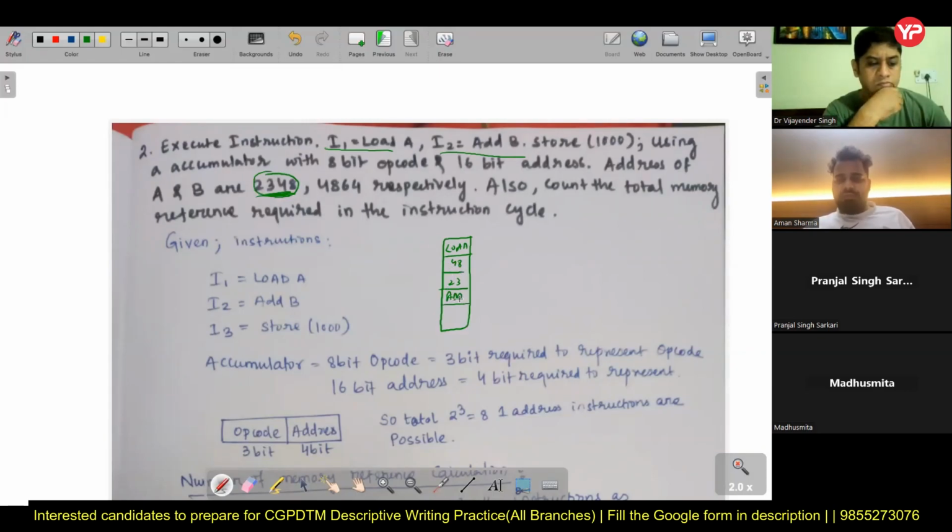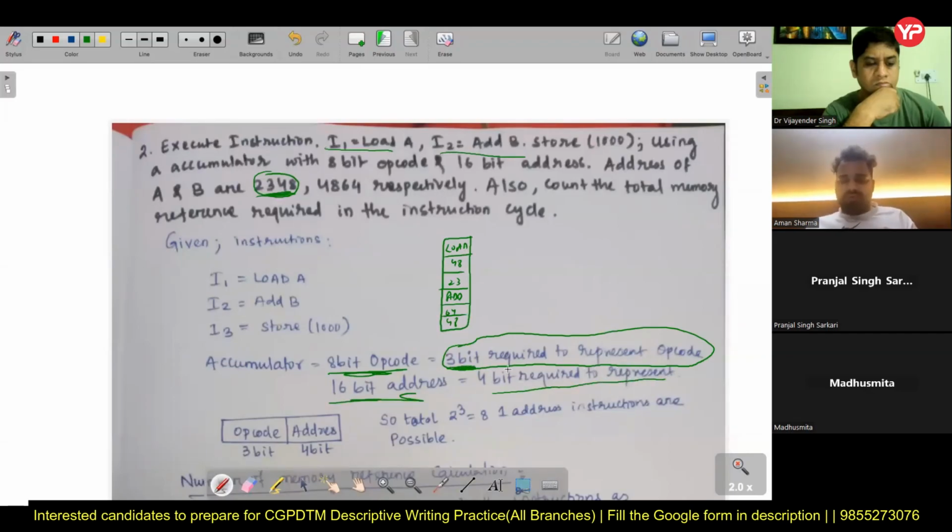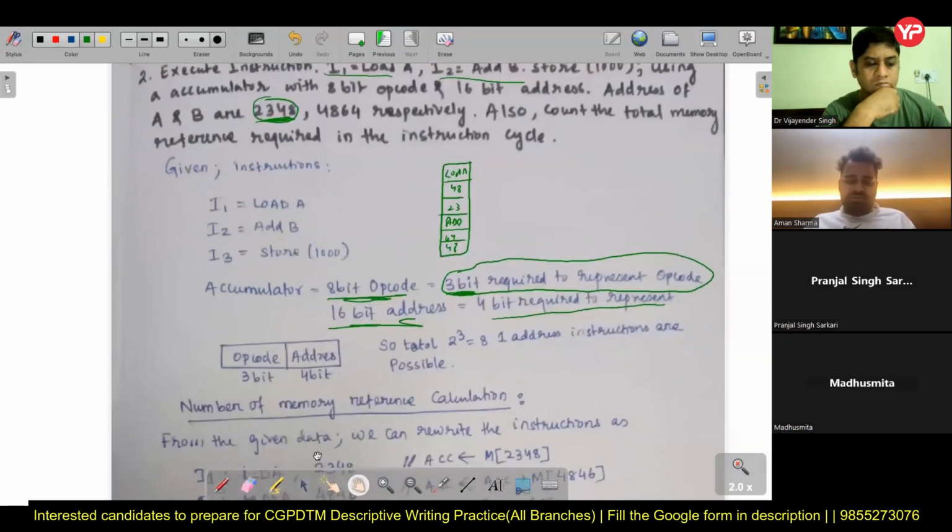Again, add and 6448. Now, this you have done here: 8 bit opcode, 3 bits required to represent the opcode. I don't know from where you are getting this information. 16 bit address, 4 bits are required to represent. I don't know what procedure you used in this, but it is very wrong. I don't know how you are doing this. Again, after that, you are mixing this question with the expand opcode technique.